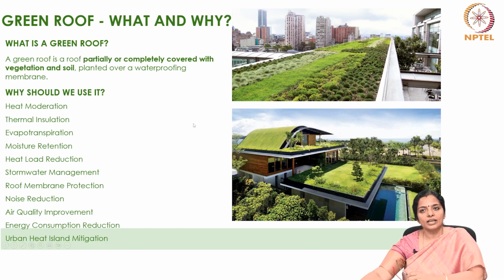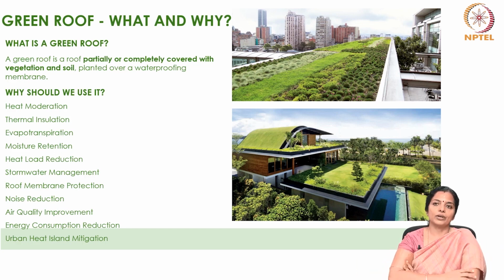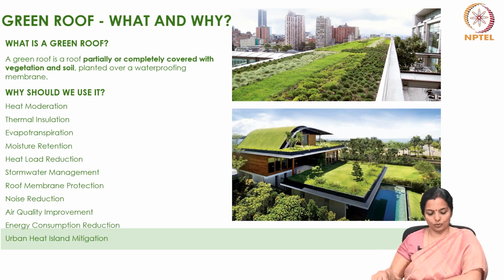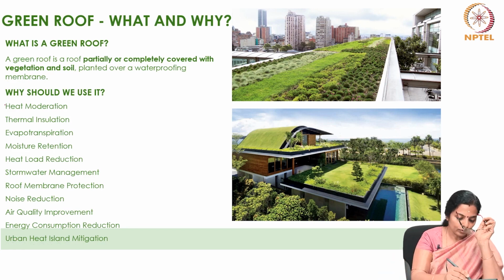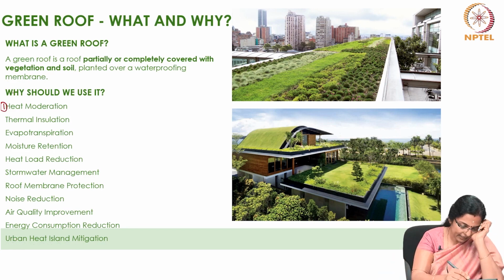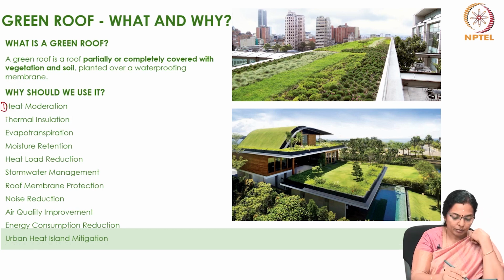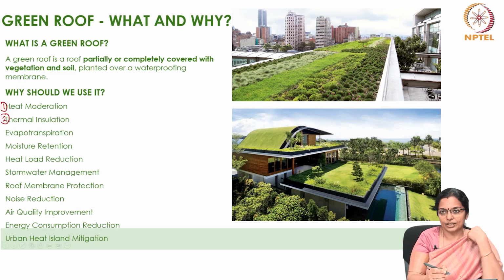So, a green roof is a roof that is partially or completely covered with vegetation and soil. Vegetation is planted over a waterproofing membrane. Why should we use green roof? We should use green roof in order to, number one, moderate the heat. Number two, green roofs can provide thermal insulation.